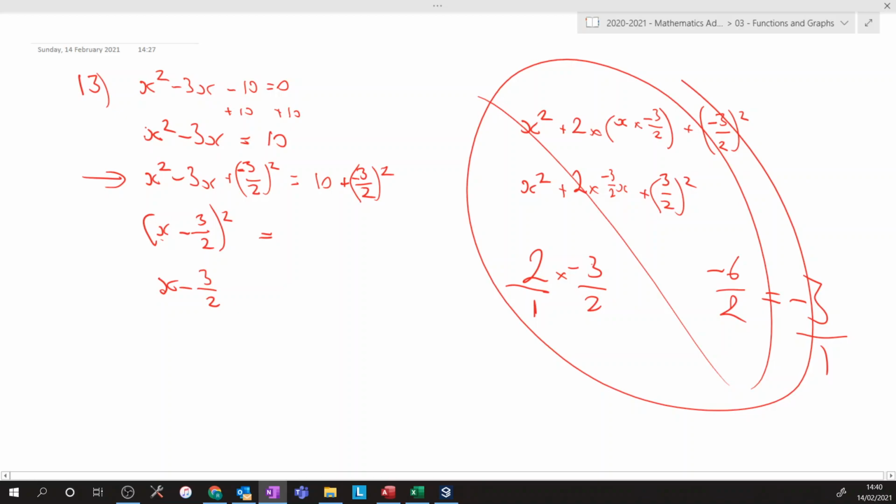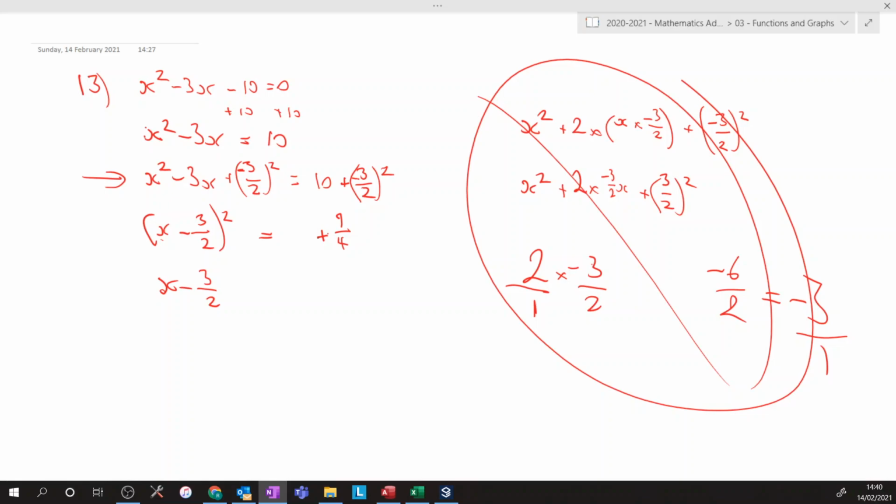We're going to have to square root the right-hand side as well. But at the moment, it's in a form that's not very pretty for square root. Let's convert it into a much nicer number. Minus 3 on 2 squared is actually 9 on 4, because squaring is just multiplying by itself. Minus 3 times minus 3, 2 times 2, gives you 9 on 4.